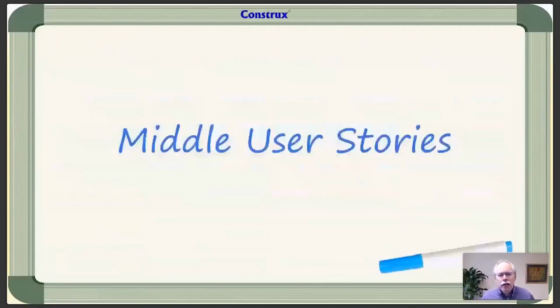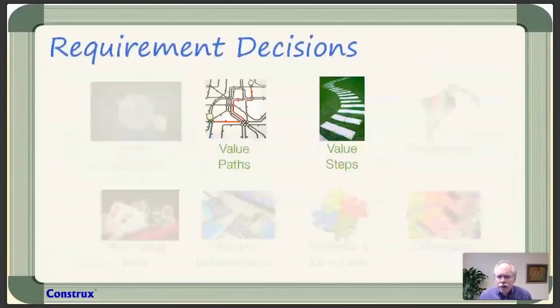So my middle level user stories, what are all of those about? Well, here's where we get to things that we might see a little more frequently and we're kind of used to. The kind of area I'm talking about here, as I said, in the middle here, are the value paths and value steps. And I'll define what those mean here in a second.